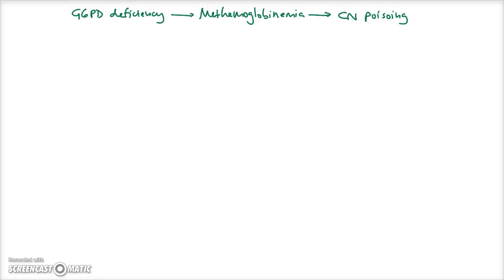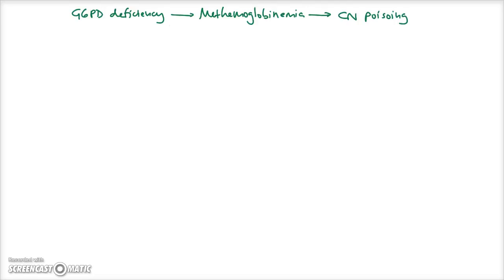Okay, so this is going to be a two-part series connecting three medical conditions that are interrelated with one another but are often confused along the way. And these are G6PD deficiency, methemoglobinemia, and cyanide poisoning.